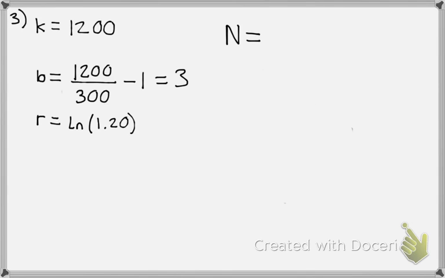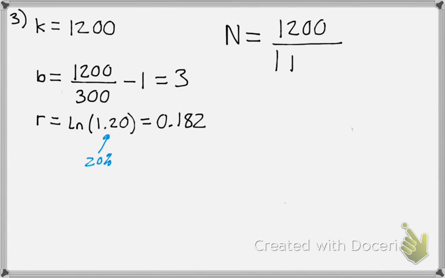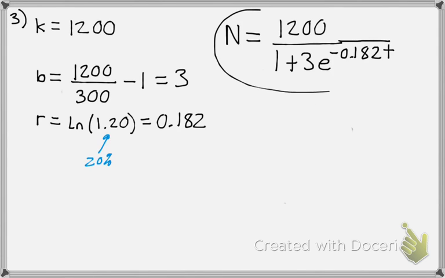So let me make a note of that here. This is coming from the 20%. So then ln of 1.20 is equal to 0.182. So then this gives us enough information to make our logistic model. So it's going to be 1,200 over 1 plus 3 e to the negative 0.182t. So this will be our logistic model.